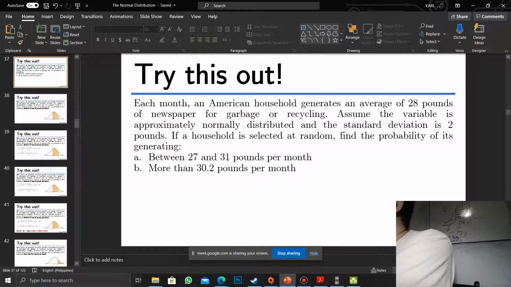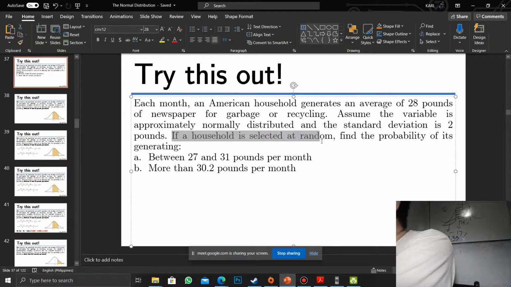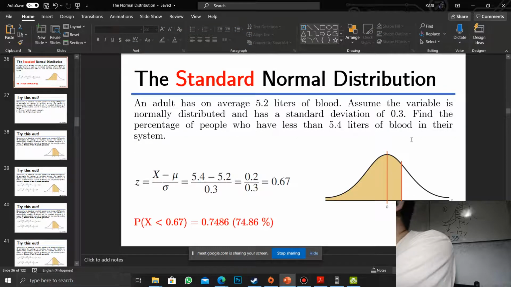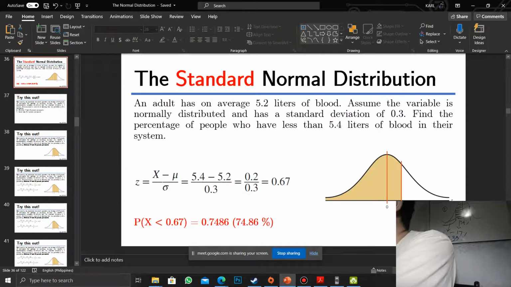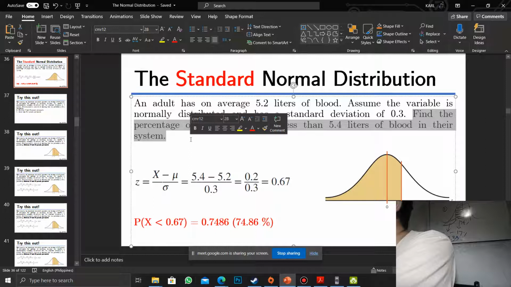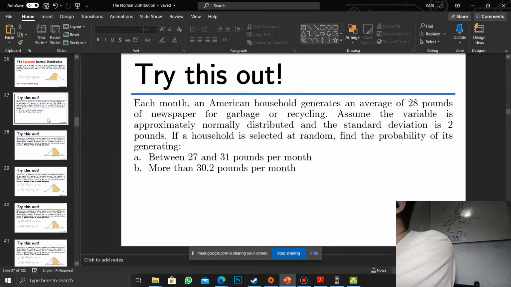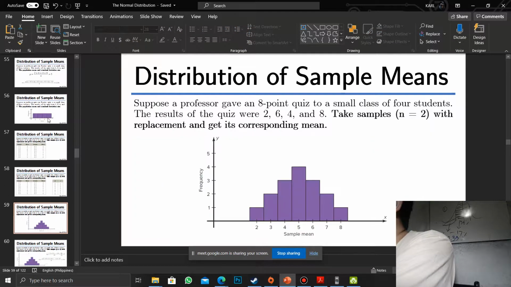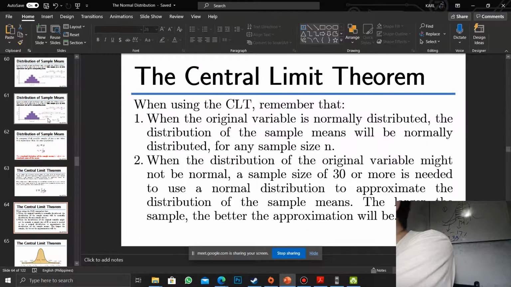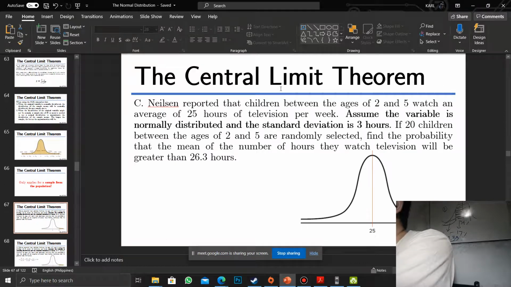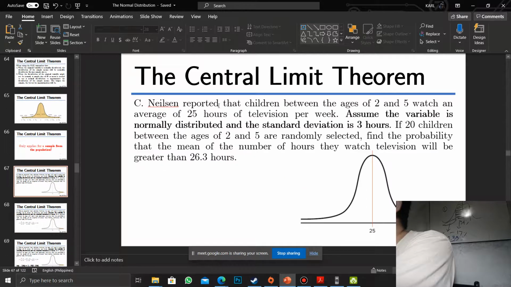Tignan nyo, if a household, one household is selected at random. Individual. Individual to. O, tingnan nyo pa tong isa. Wala naman sinabing sample size dito. Okay? Tandaan nyo yun, ha? Ginagamit yung central limit theorem kapag may binigay na sample size. Technically, pag may binigay na sample size, kita nyo to? Look at this, ha? Ginagamit lang to kapag may binigay na sample size.